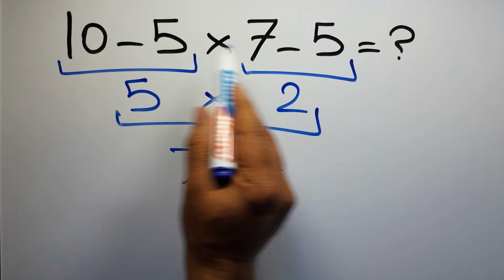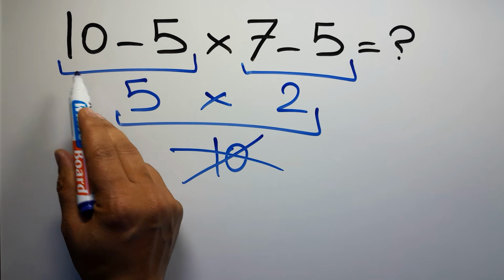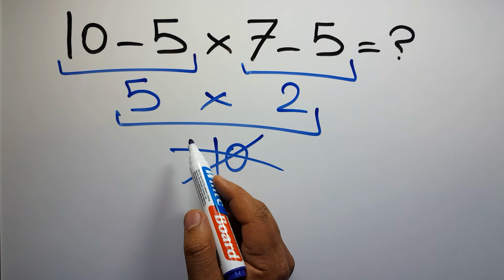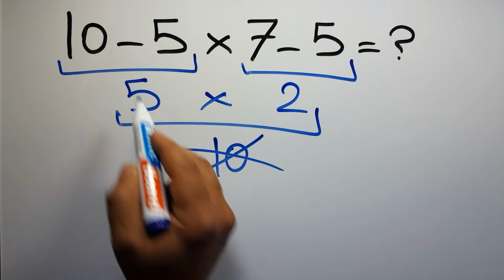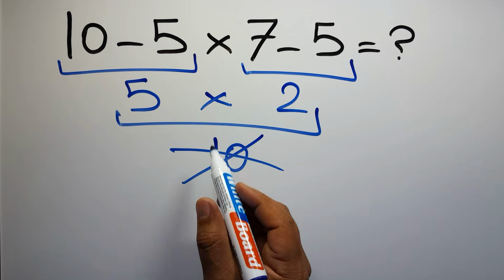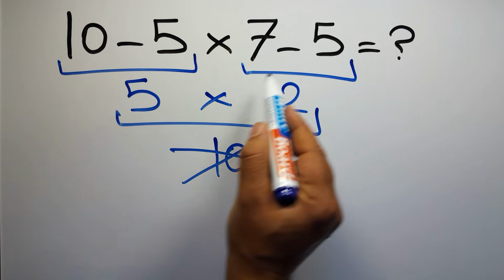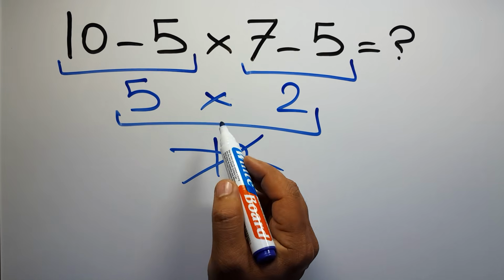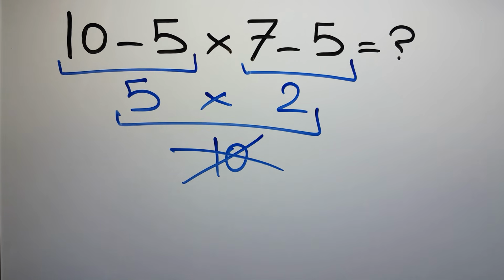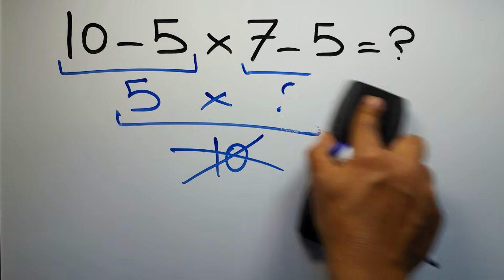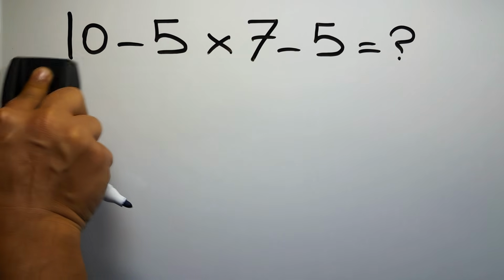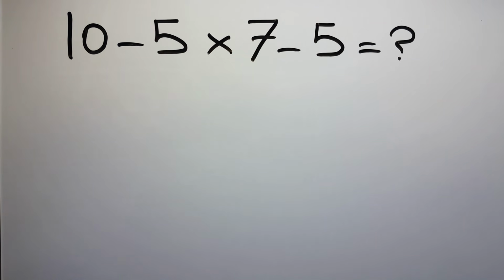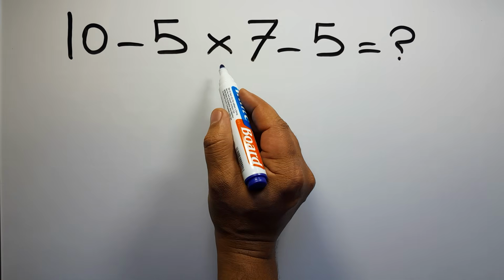And when we have more than one subtraction in an expression, we have to work from left to right. So therefore, first we have to do this multiplication, then this subtraction, and finally this subtraction. If we do this subtraction or this subtraction before this multiplication, it is wrong. So first we have to do this multiplication.